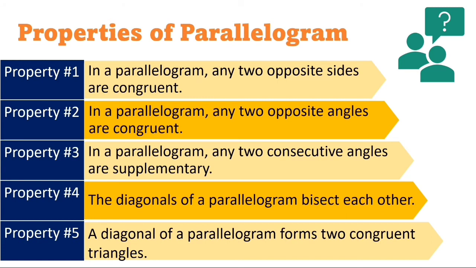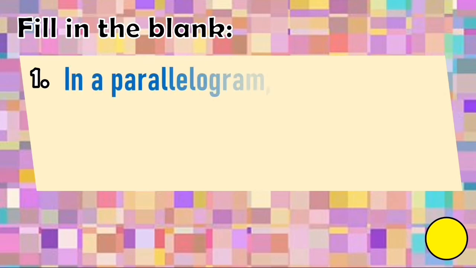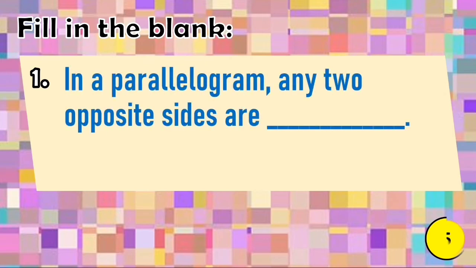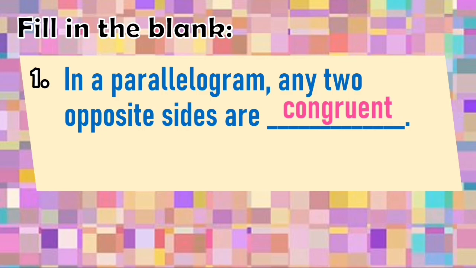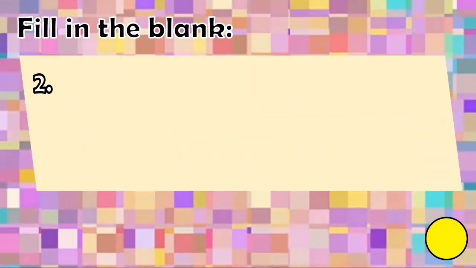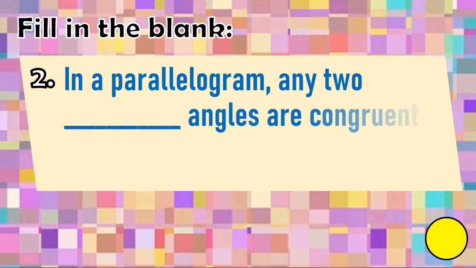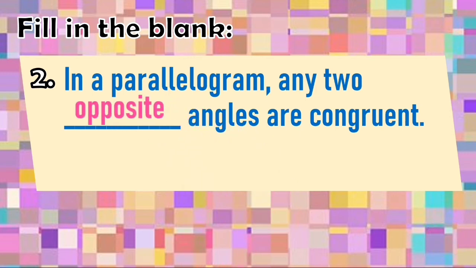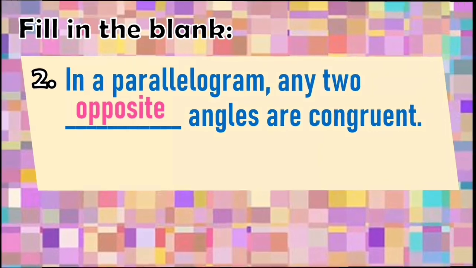And now, to check the level of your understanding, let us have a short activity. Fill in the blank. Number 1. In a parallelogram, any two opposite sides are blank. That's correct, congruent. Number 2. In a parallelogram, any two blank angles are congruent. Very good, opposite.